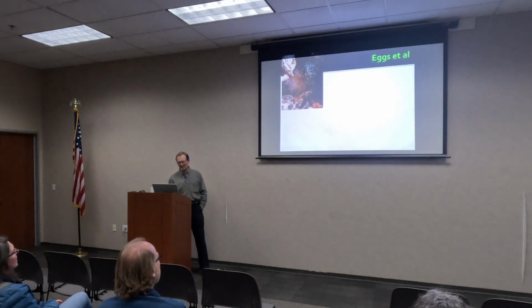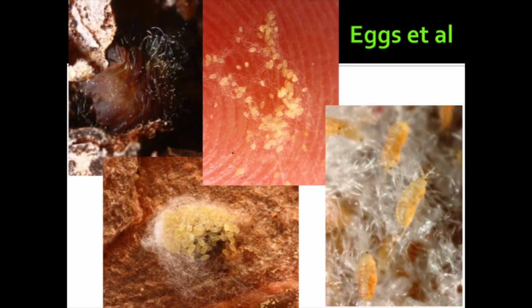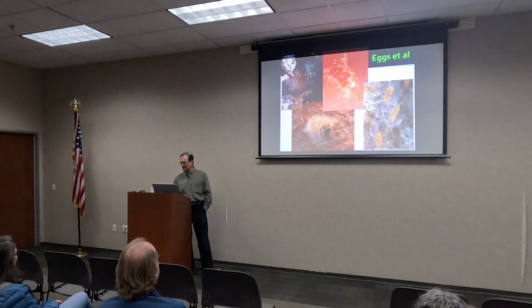The females are just a big bag of eggs. Once they're mated, they end up dying and shriveling up, and the eggs become exposed, and then you have the crawlers, and the whole cycle starts over again.